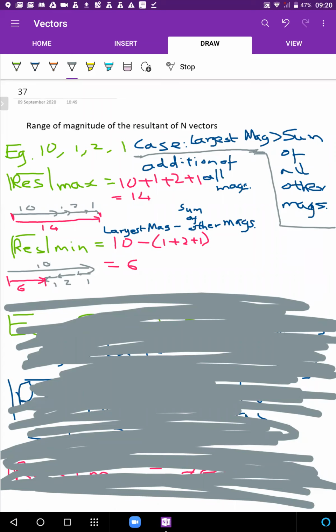मतलब इसमें क्या होएगा? If I give you 4 vectors like this, and I'm telling you to add these vectors, then I'm trying to ask you इनके addition से ज्यादा कितना आ सकता है, कम से कम कितना आ सकता है, ज्यादा से ज्यादा कितना आ सकता है और कम से कम कितना आ सकता है. That's what I'm going to try and ask. Okay.